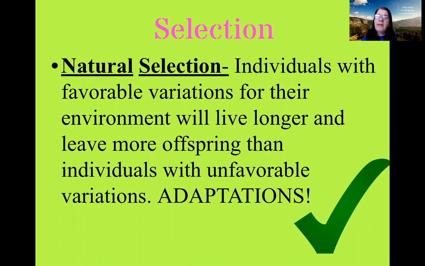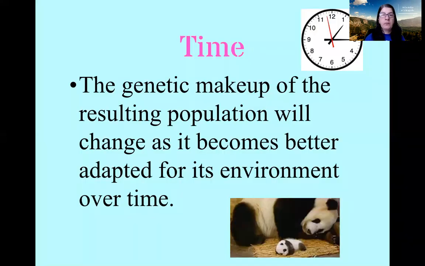So individuals that have favorable variation for their specific environment will live longer, will leave more offspring than individuals with unfavorable variations. So the individuals with favorable variations have adaptations to their environment. And again, these variations and these adaptations are specific for a specific environment. If the environment were to change, what used to be an adaptation may no longer be one. Okay, and of course it takes time.